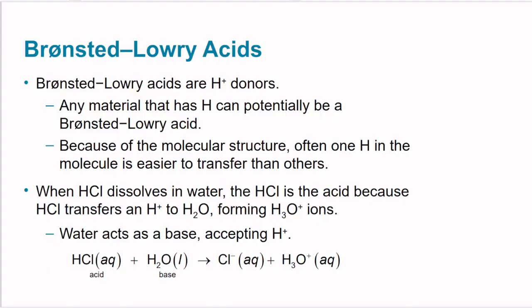Again, Bronsted-Lowry acids are H plus donors, and here we have an example. We have HCl reacting with a base, which is actually water. We're going to talk about water acting as a base and an acid a little later on in this chapter. So we have HCl reacting with the water to form Cl minus plus H3O plus. So notice that we're increasing the hydronium ion concentration in solution, so this also fits our Arrhenius definition of an acid, but it's also acting as an H plus donor because it's donating the hydrogen to the water to form H3O plus.